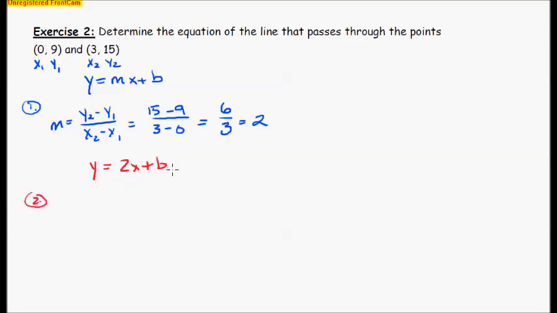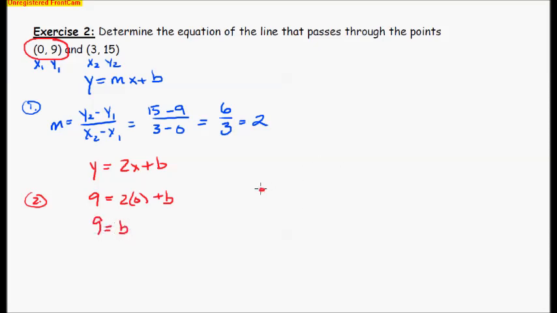Now I've got to figure out what my y-intercept is. So just pick one of these points up here. I'm going to pick this one, and I'm going to plug in those values for y and x. Now my y value is 9, and my x value is 0. And this one is really easy to figure out because 2 times 0 is 0. So that means b equals 9.